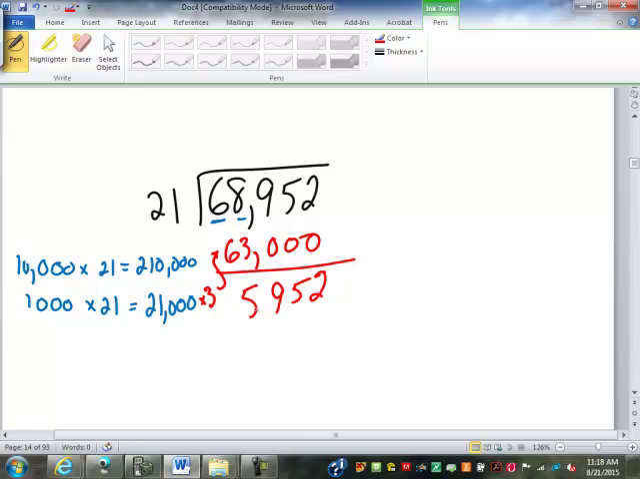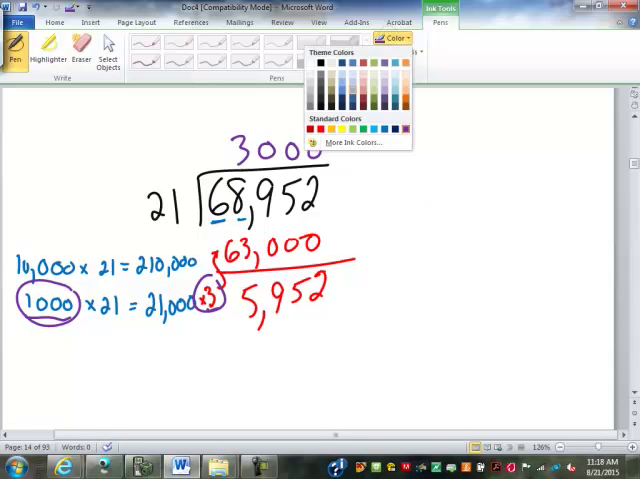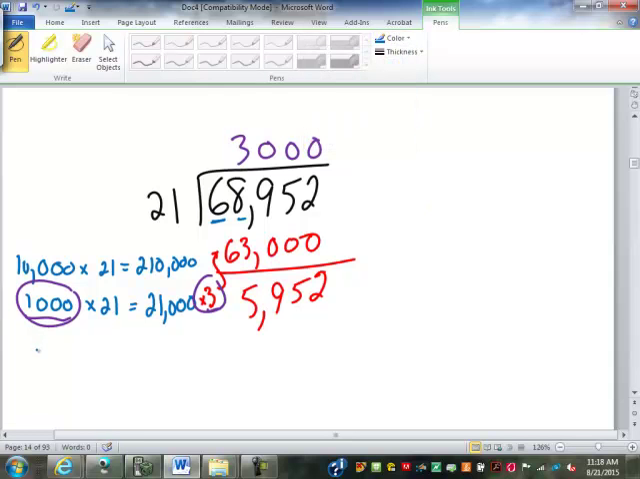Leaving us with 5,952. But what I just did there, I subtracted a group of 1,000 21s, and I did it 3 times. So in other words, I did 1,000 times 3, or 3,000 21s. That process, I just subtracted 21 3,000 times. What's my next place value?